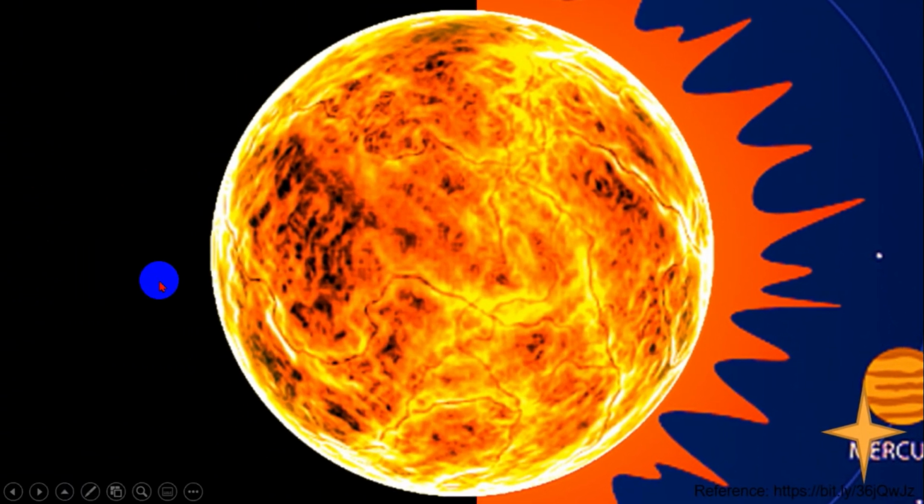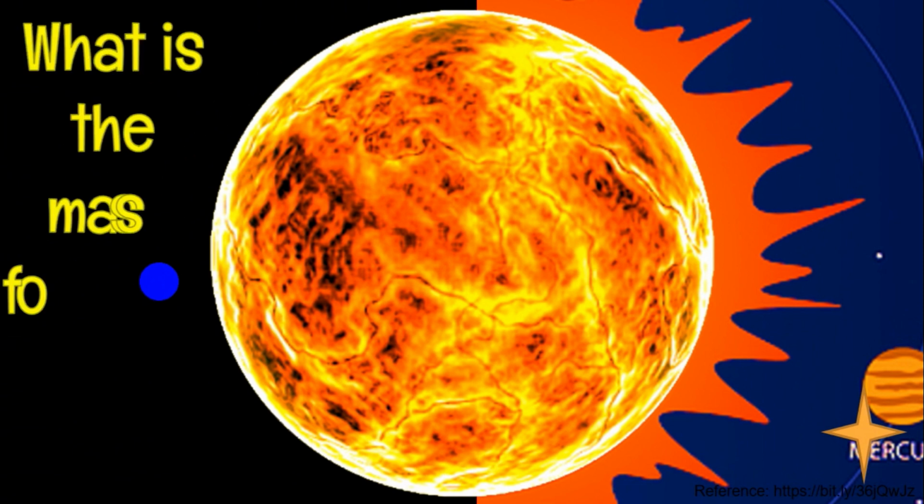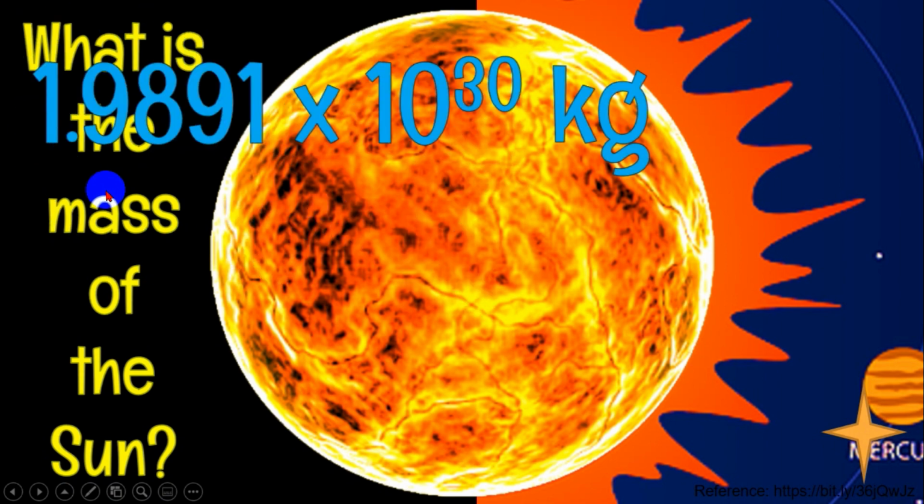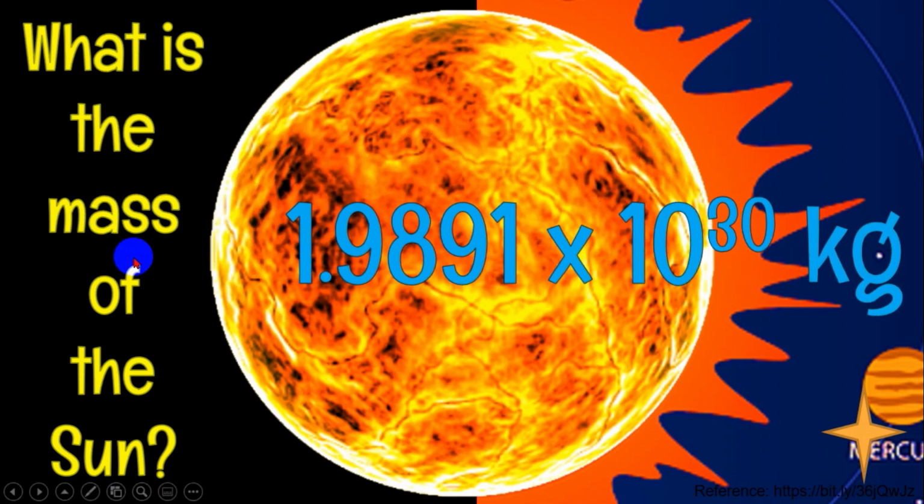Have you ever wondered what the mass of the sun is? How heavy is it? Or how big is it? It says here that the mass of the sun is approximately equal to 1.9891 times 10 raised to 30 kilograms. So, how many kilos of rice would equal the weight of the sun?